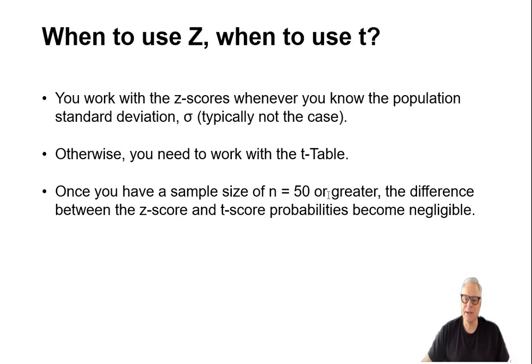And once you have a sample size of 50 or greater, the difference between the z-score and the t-score really becomes negligible. And even some textbooks may say it doesn't matter anymore what you use, but to be on the safe side, if you don't know the population standard deviation, I would just work with a t-score.